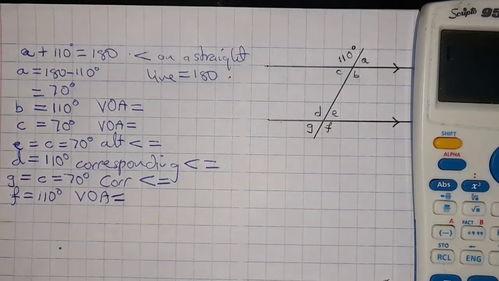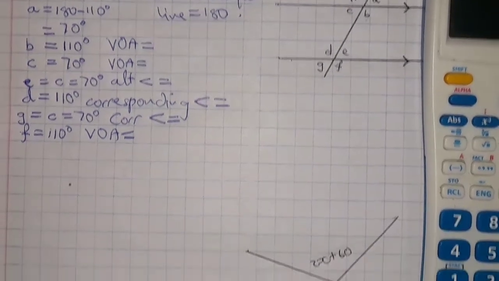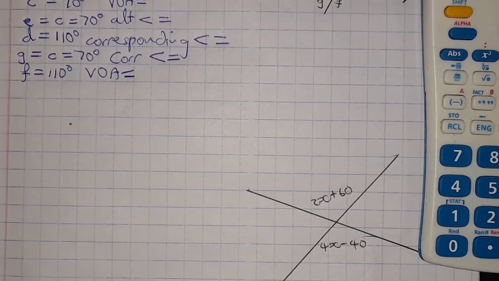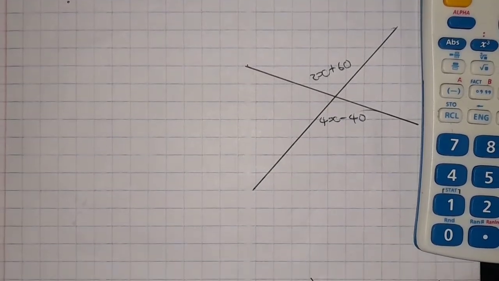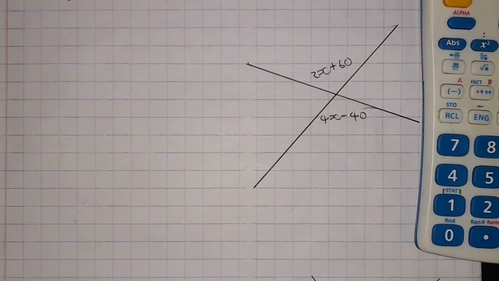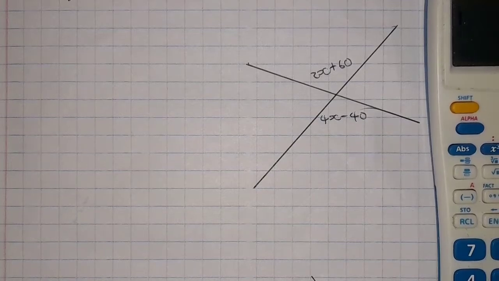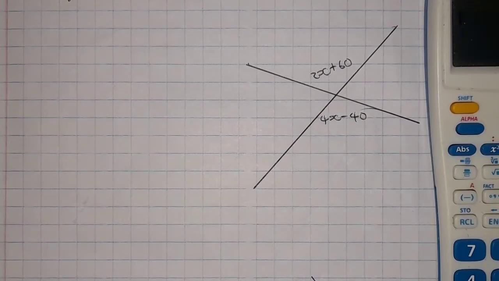D and F, they are vertically opposite angles. All right. Let's go to another problem on Euclidean geometry. Determine the value of x on this problem.